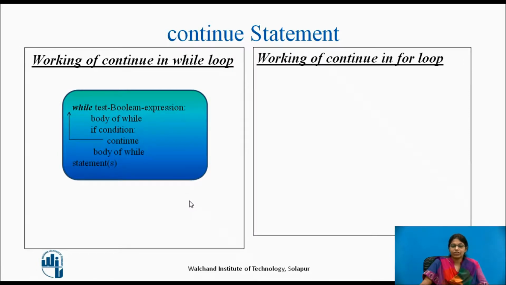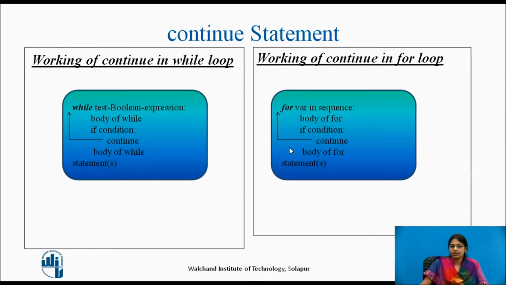Let us see the working of continue in the for loop. Here in the for loop, the variable is in the sequence and the body of the for loop is executed. In the body of the for loop, again the decision control statement is used. If the condition is true, then the continue statement is executed. Once it gets executed, control goes to the beginning of the loop and it will go to the next item in the sequence. And if the condition comes out to be false, this part gets skipped and it will go to the next part of the for loop.